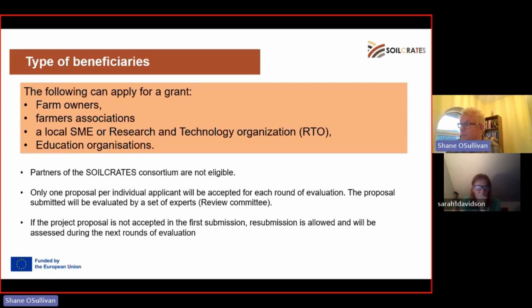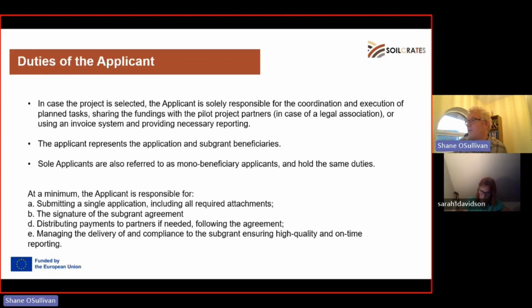If the project proposal is not accepted in the first submission, and we hope to have about 70% of the funding allocated in the first round, you can submit then to the second round, which will be at a later date. So we would expect about 70% of the funding to be used in round 1, and then the remainder to be used in round 2.